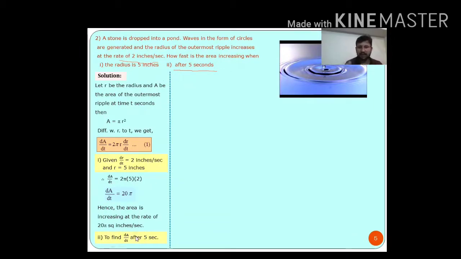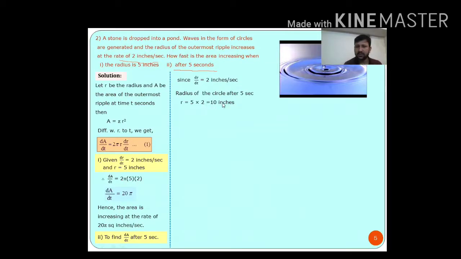To find dA by dt after 5 seconds, dr by dt is 2 inches per second. Hence the value for the radius after 5 seconds is 2 times 5, that is equal to 10 inches. So after 5 seconds the radius will be 10 inches. Now calculating the value for dA by dt using radius r equal to 10 inches and dr by dt rate is 2 inches per second.